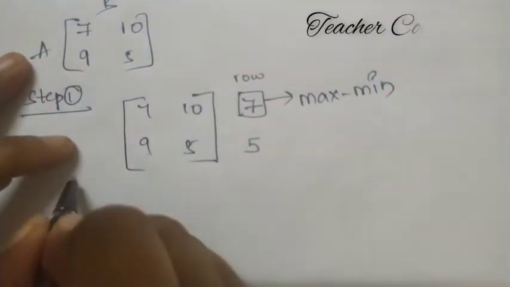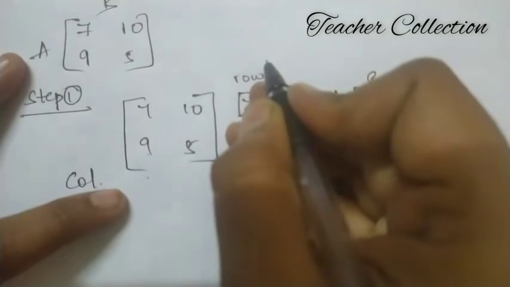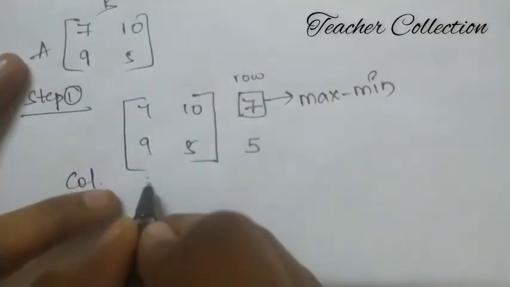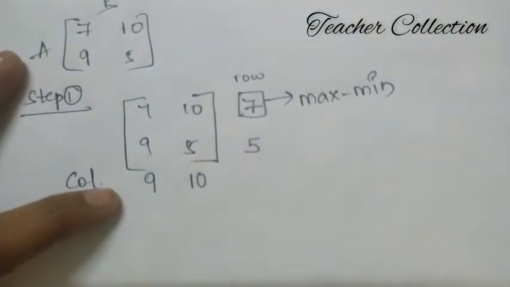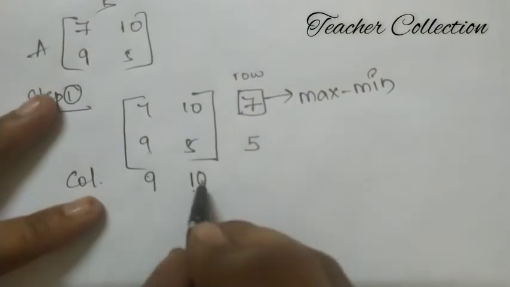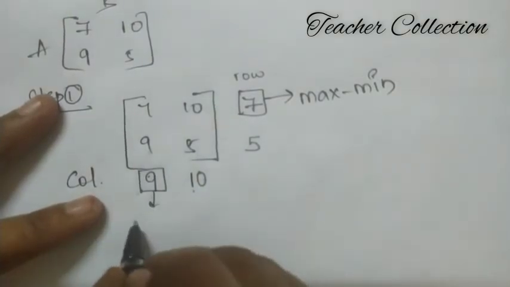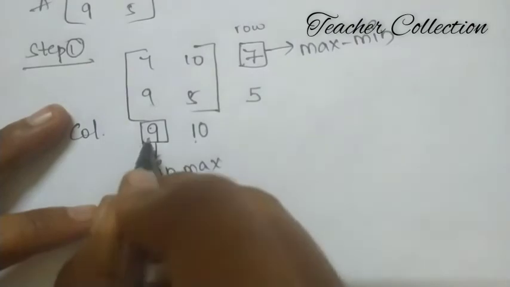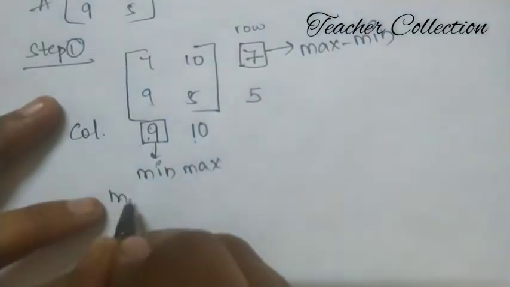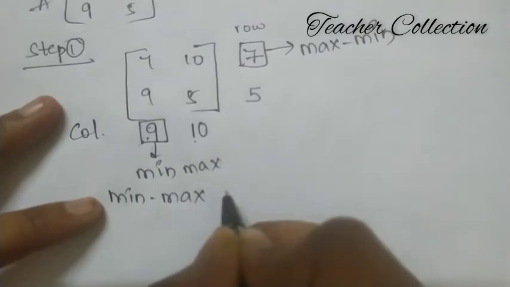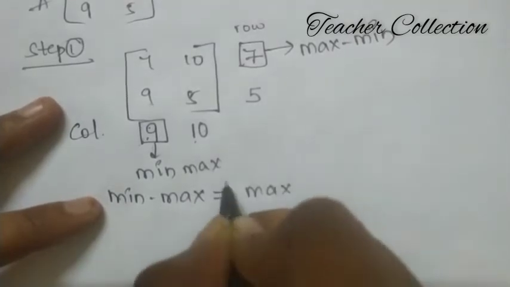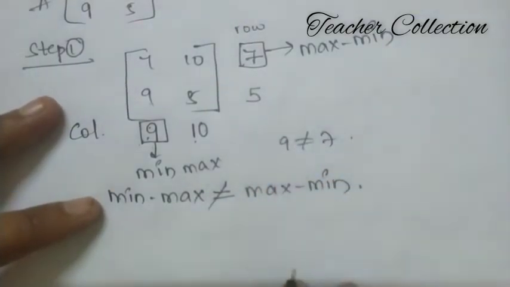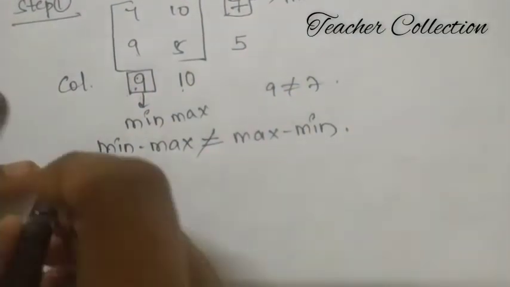Now we will find the column maximum. For the row we will find minimum values. For the column we will find maximum values. In this, which one is maximum? 9, and here 10. In these maximum values, which one is minimum? 9. So this is the minmax. We got minmax as 9 and maximin as 7. So minmax is not equal to maximin. Here 9 and 7 are not equal, so minmax is not equal to maximin.